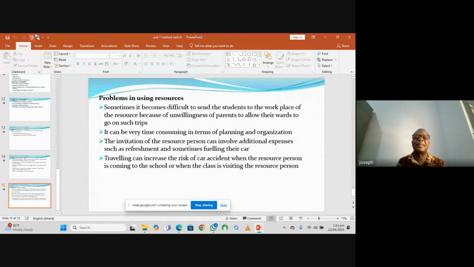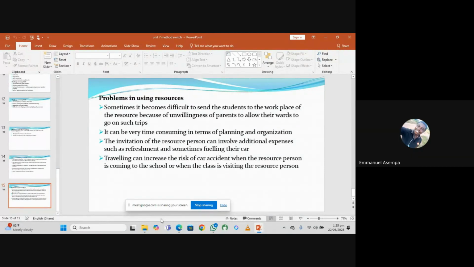some water, some refreshment, if he's coming from a far place, or even at times you have to fuel his or her car because you don't expect him or her to come with his own fuel and go back. Traveling can increase the risk of accidents and what have you. Whether it is the resource person coming to the school or the school sending the student to the resource, they are all involving risk. So these are some of the challenges we encounter when we are using some of these resources. Any question?